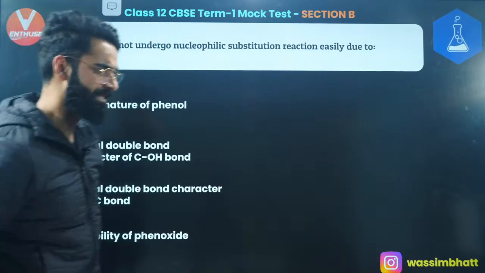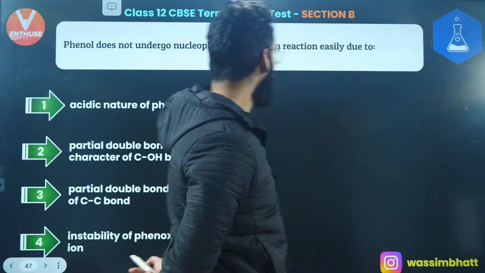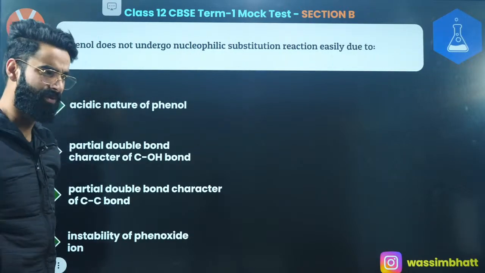Okay. One simple question, and I'm sure you all can let me know its answer properly. Phenol does not undergo nucleophilic substitution reactions easily. Due to what? What is the reason behind that?